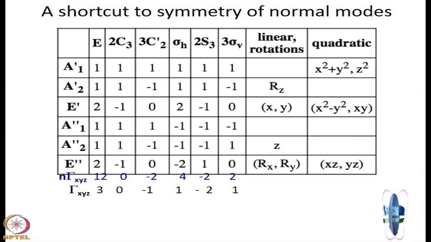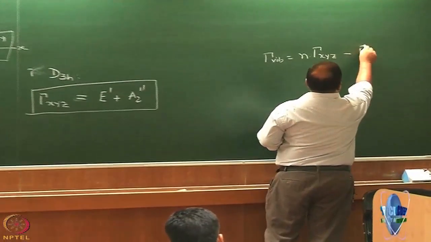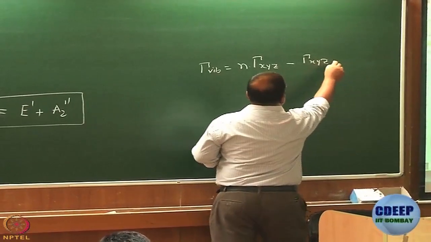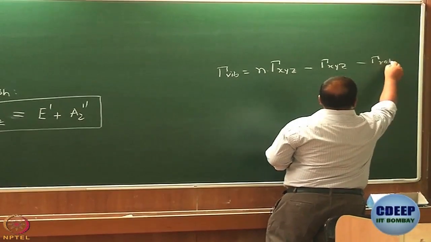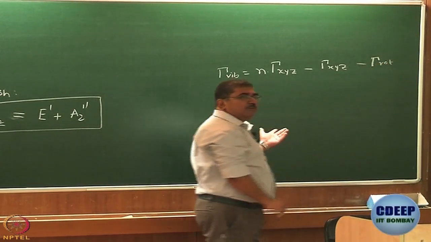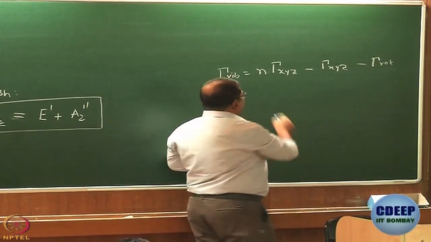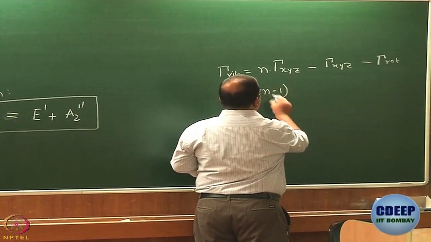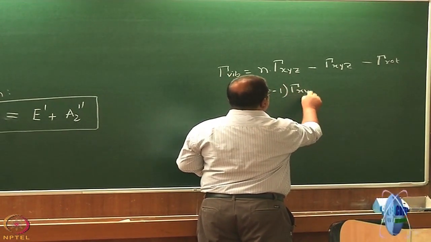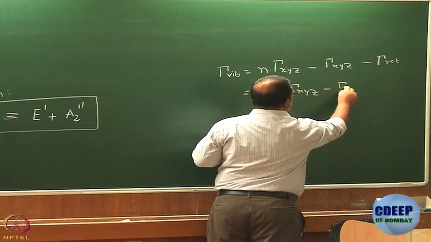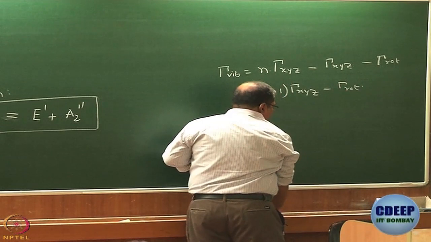How do I work out gamma vib? Yes, simple. So gamma vib is equal to n multiplied by gamma xyz minus gamma xyz minus gamma rot. In fact, when you want to use this formula as a black box, it makes sense to do it directly and write n minus 1 multiplied by gamma xyz minus gamma rot. What will it be? What is gamma vib? Tell me.